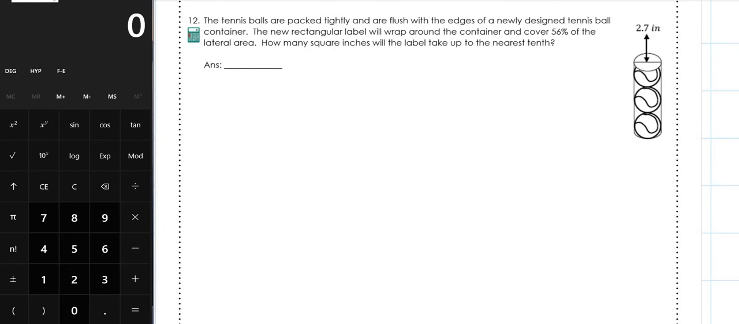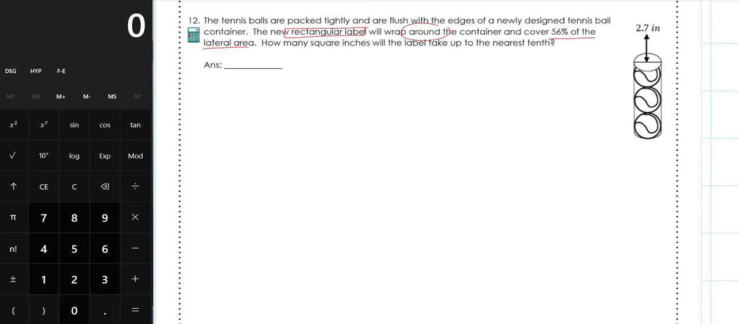Question number 12. Again, read it and come back. Again, this is a calculator question, so let's go through. The tennis balls are packed tightly and are flush with the edges of a newly designed tennis ball container. The new rectangular label will wrap around the container and cover 56% of the lateral area. Okay, so we're talking about a label, a rectangular label. It's going to wrap around the container and cover 56% of the lateral area.